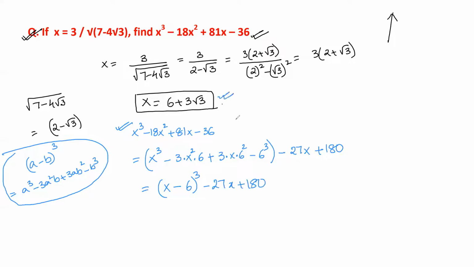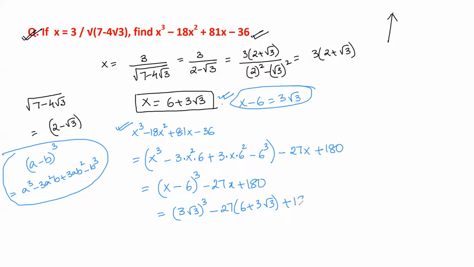Now from here we know that x is equal to 6 plus 3 root 3. So x minus 6 can be written as 3 root 3. So let us use the value of x minus 6 as 3 root 3 here. So in that case, this would be 3 root 3 whole cube, and this would be minus 27. And let us replace the value of x as 6 plus 3 root 3. And this would be plus 180. So now we have got rid of the variable x in this expression. If we simplify this, we'd get the value as 18. So the value of this expression would be 18 when x is 3 upon root of 7 minus 4 root 3.